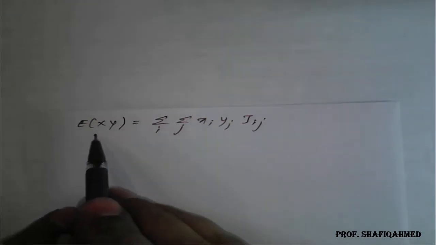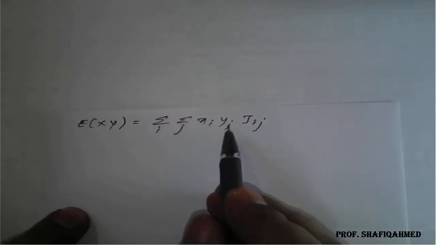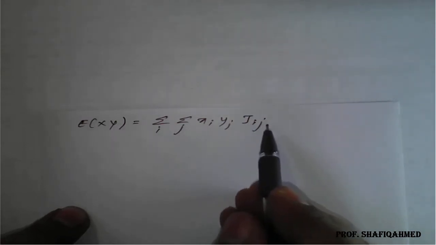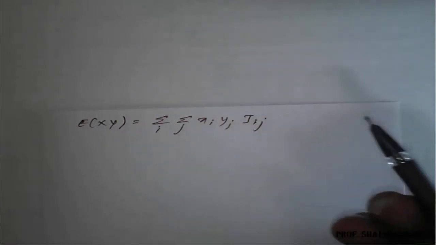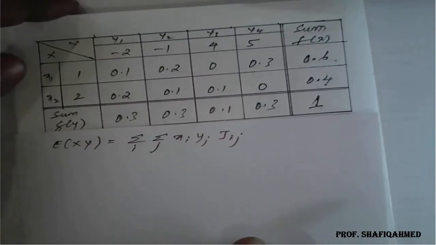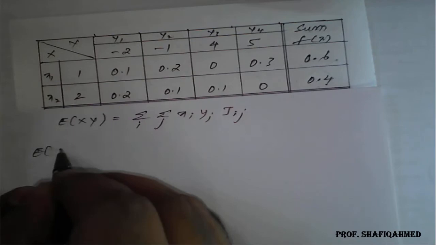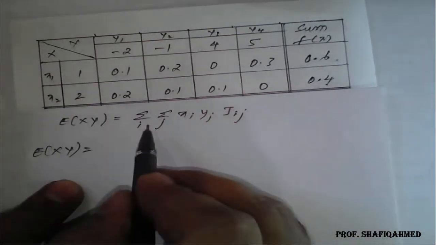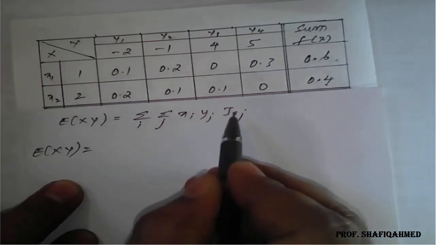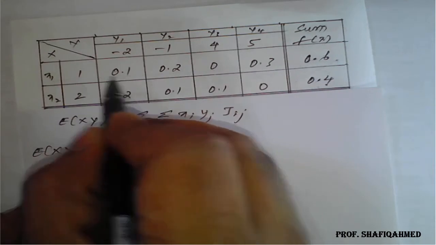Now the formula for expectation of xy is summation over i, summation over j, xi yj into J of ij. J of ij means I will take the table here, so with the help of the table I will get the value of this. Just see here, concentrate. This is the x value, this is the y value, and these are the J values. J is nothing but the joint probability values.